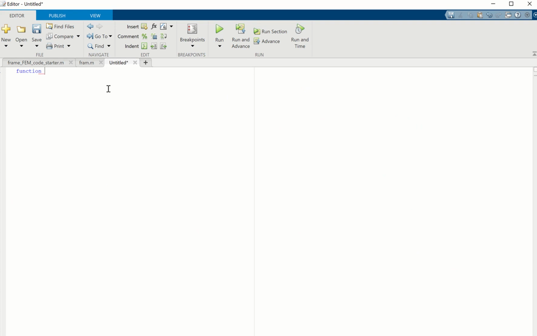Function dx, I say, is equal to mass spring damper, just a name, with time and x as the state variable. I say dx is zeros. I have to create a space of 2 by 1, as I taught you.